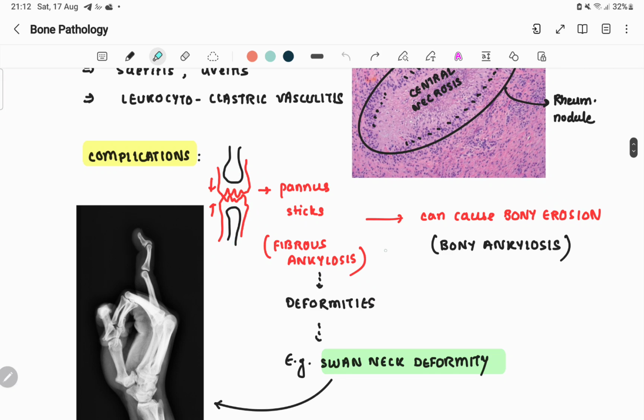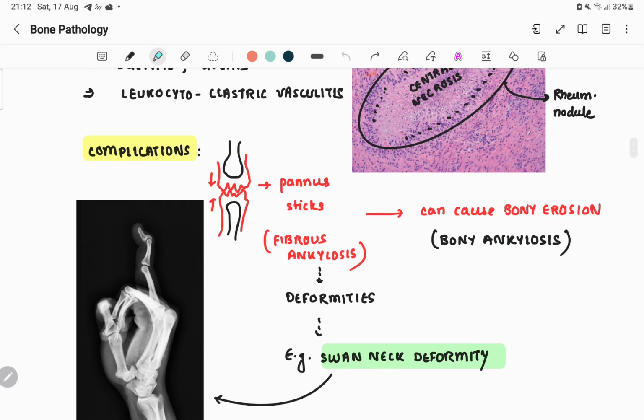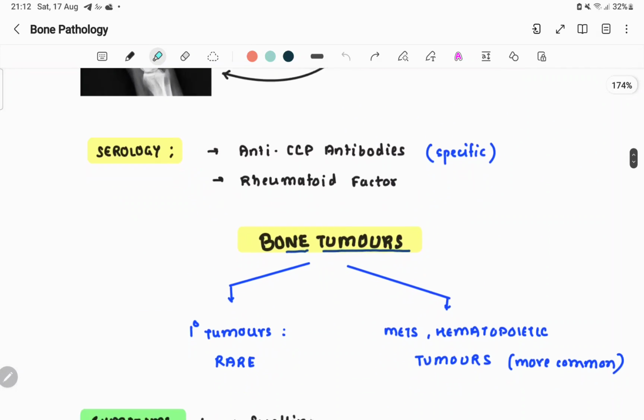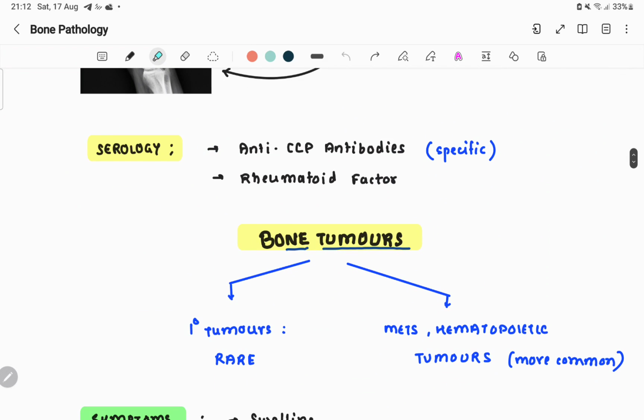The pannus will stick and will cause fibrous ankylosis. This fibrous ankylosis can lead to deformities like swan neck, or it can cause bony erosion. It can erode the bone, most commonly seen, and there may be bony ankylosis also. Serology: anti-CCP antibodies and rheumatoid factor.